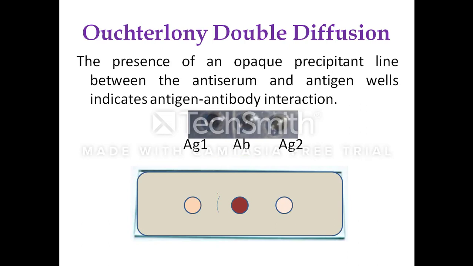The antigen 1 and antigen 2 and the antibody in the central well start diffusing. If there is specificity between the antibody and the antigen, they interact and result in the formation of the antigen-antibody complex. The formation of the opaque line indicates the specificity of the given antibody towards the specific antigen.